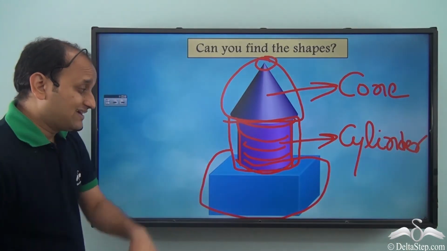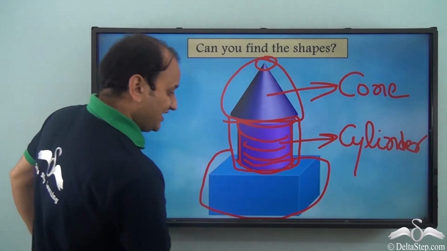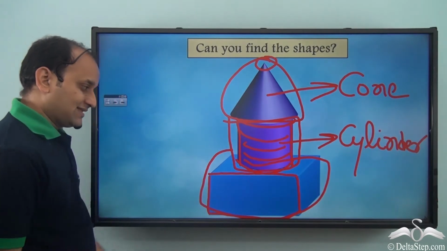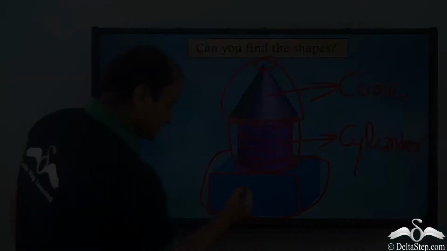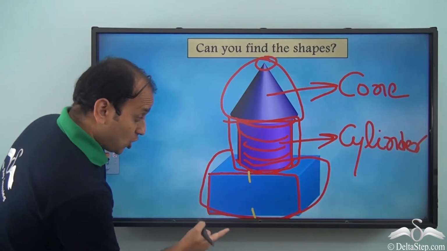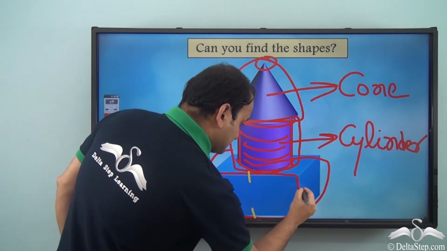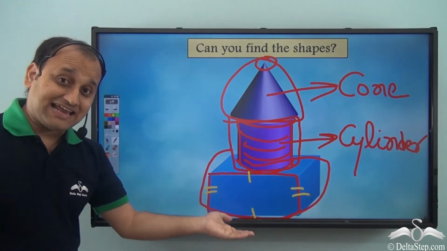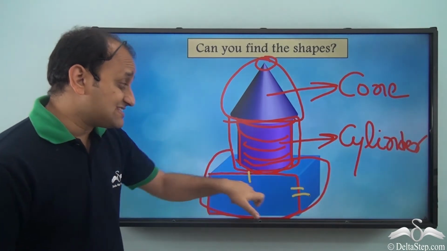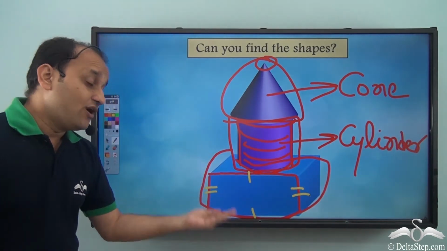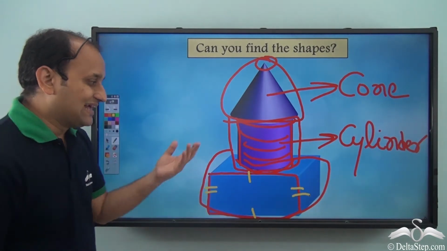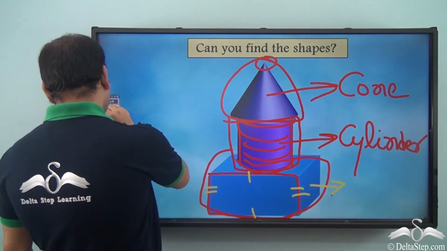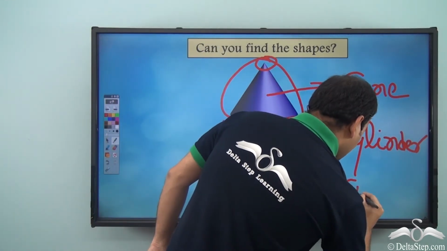Now what about the base? Well, if you see one face of this base, it's a rectangle, isn't it? This particular pair is longer compared to this particular pair. So this shape is made up of rectangles and all the faces are flat, isn't it? So which shape are we talking about? Well, this is a cuboid.